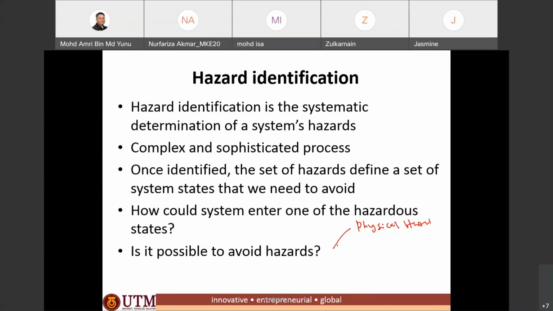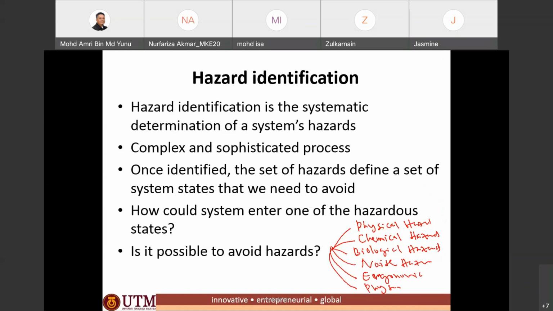Other than that we have chemical hazard, then biological hazard, noise hazard, and even ergonomic hazard. Even psychology is part of the hazard. But when we talk about industry, most often it is physical, chemical, and noise.